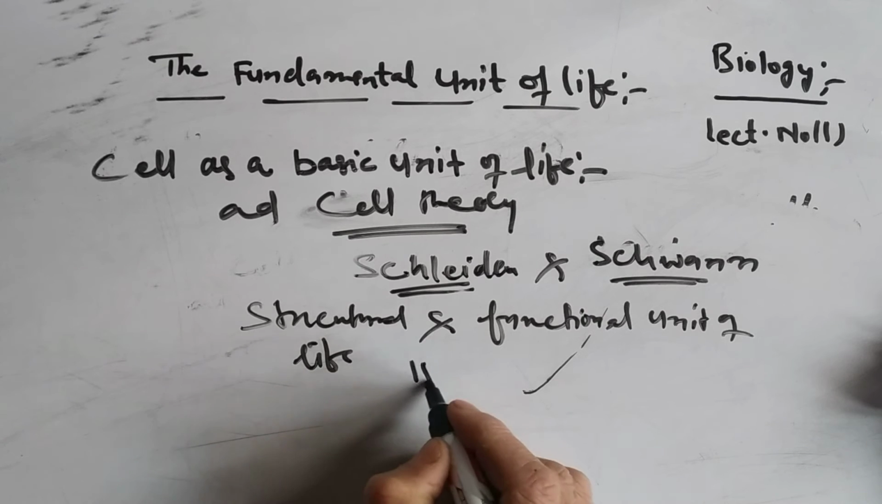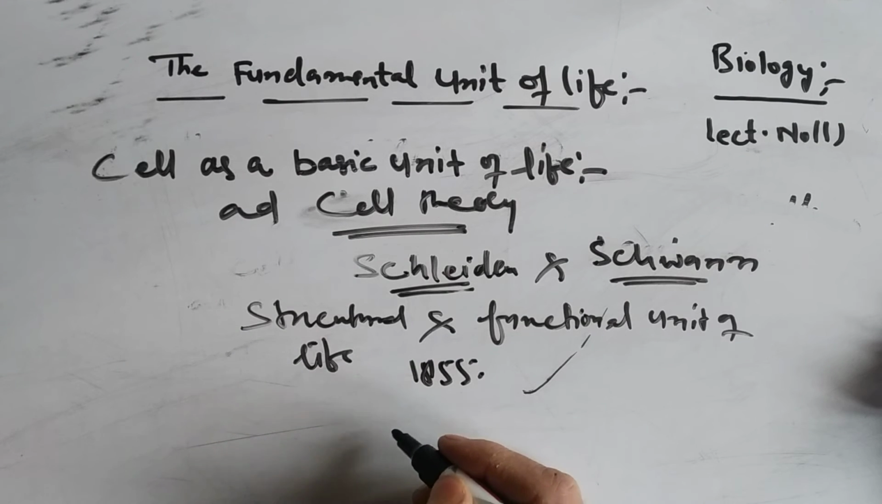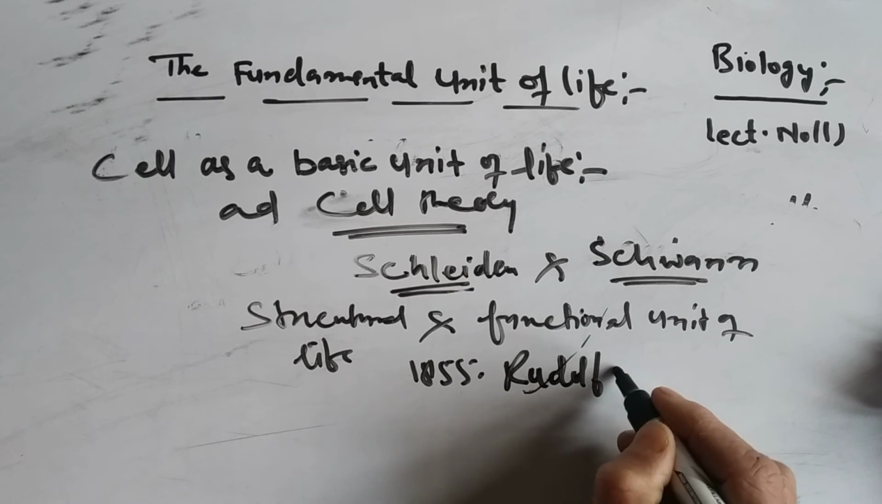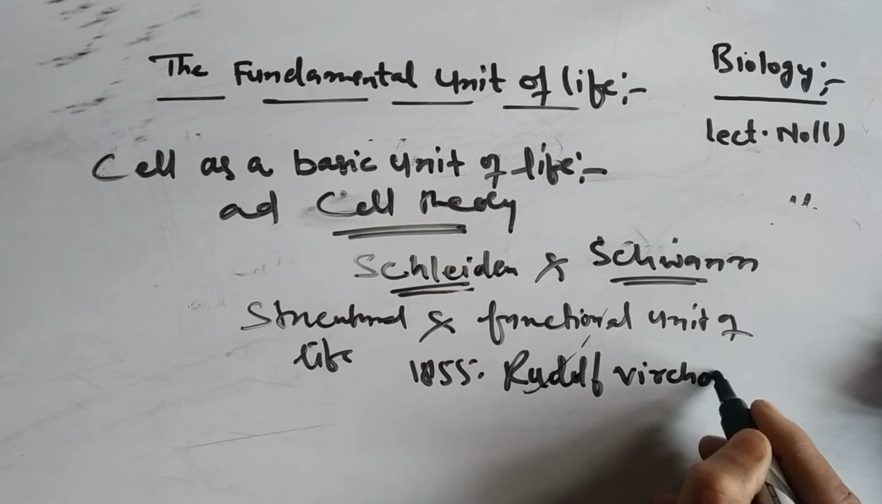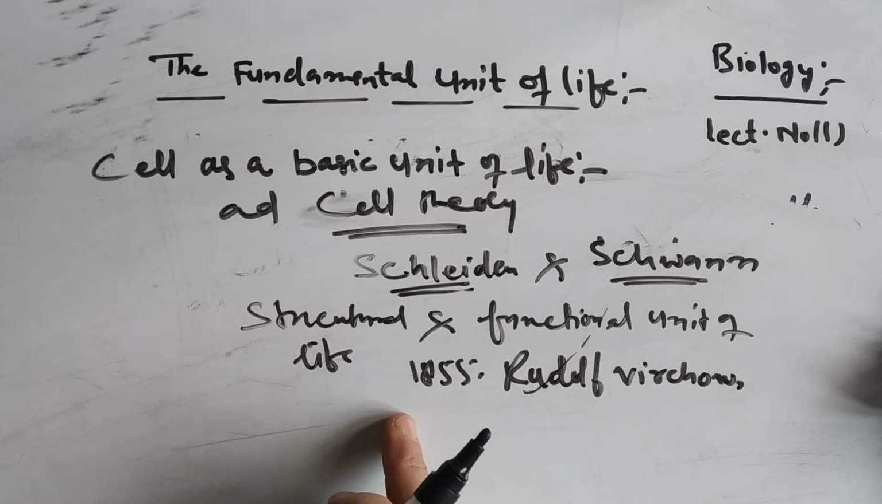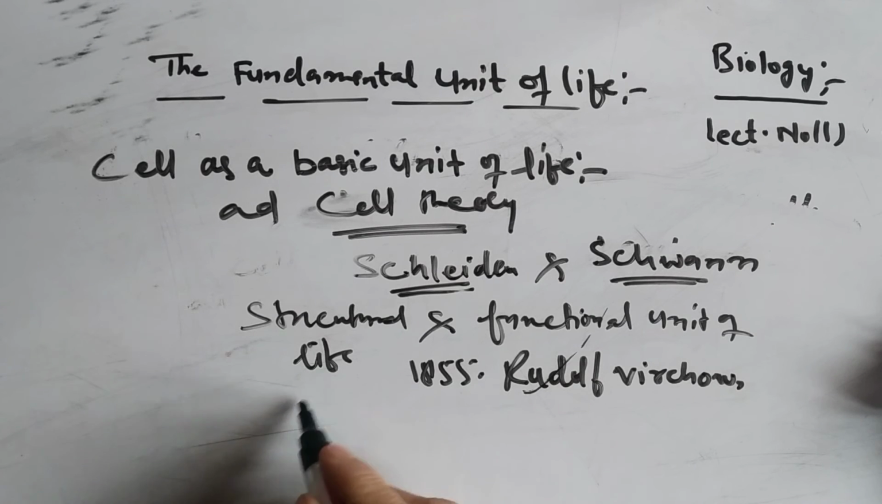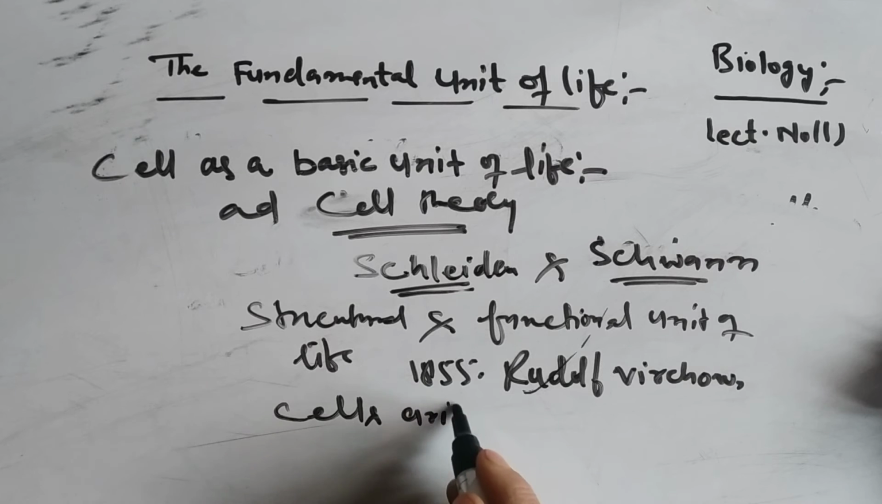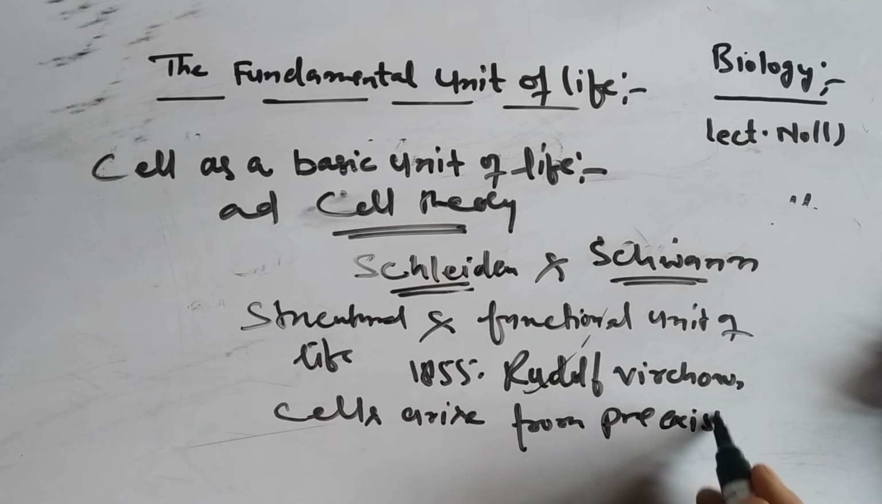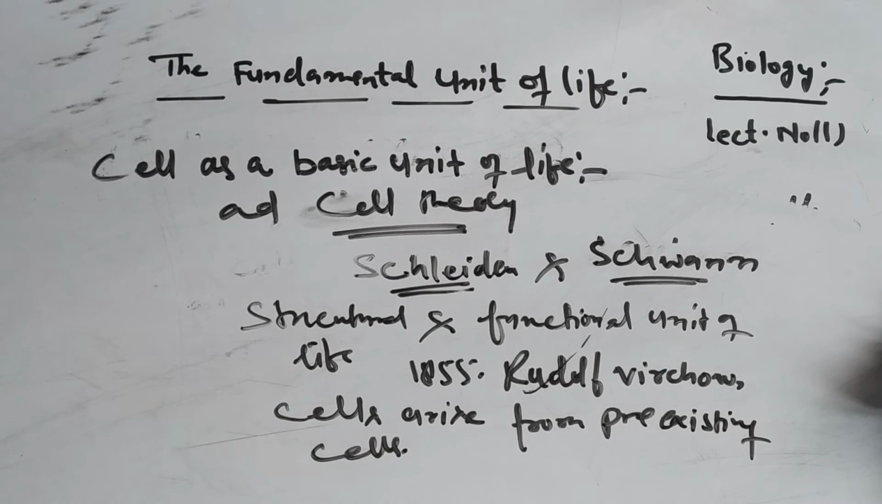In 1855, Rudolf Virchow says that cells arise from pre-existing cells. He modified the cell theory by adding the following points.